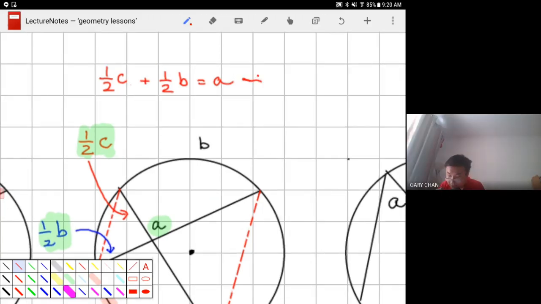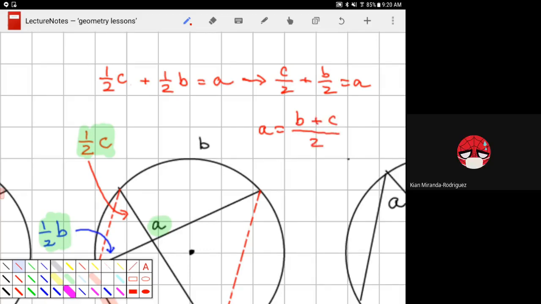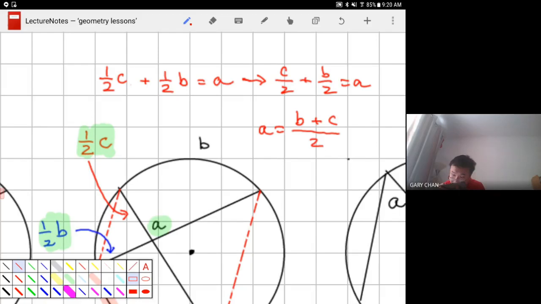This can be rewritten as C over 2 plus B over 2 is equal to A. Isn't that right? Are those the same things? Yeah, it is. So I can also rewrite this as saying A is equal to B plus C divided by 2. This is the relationship.